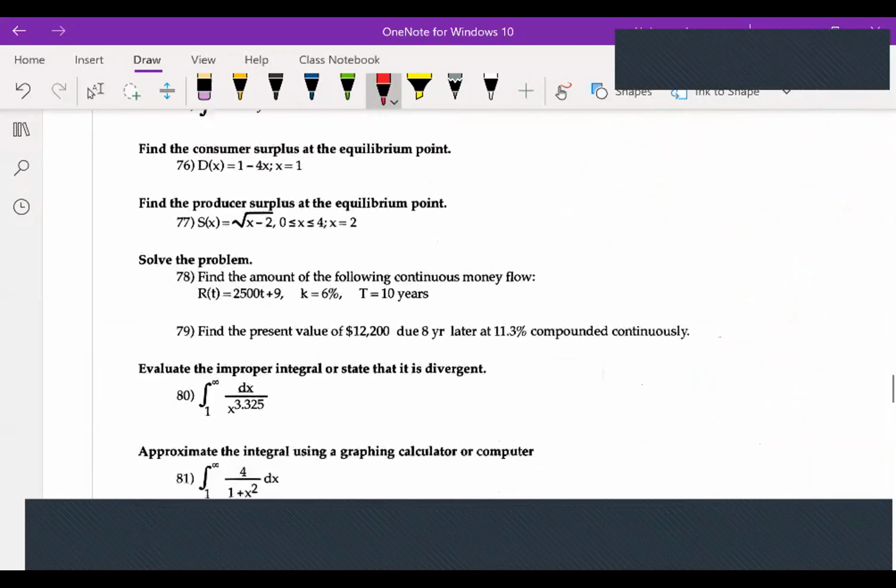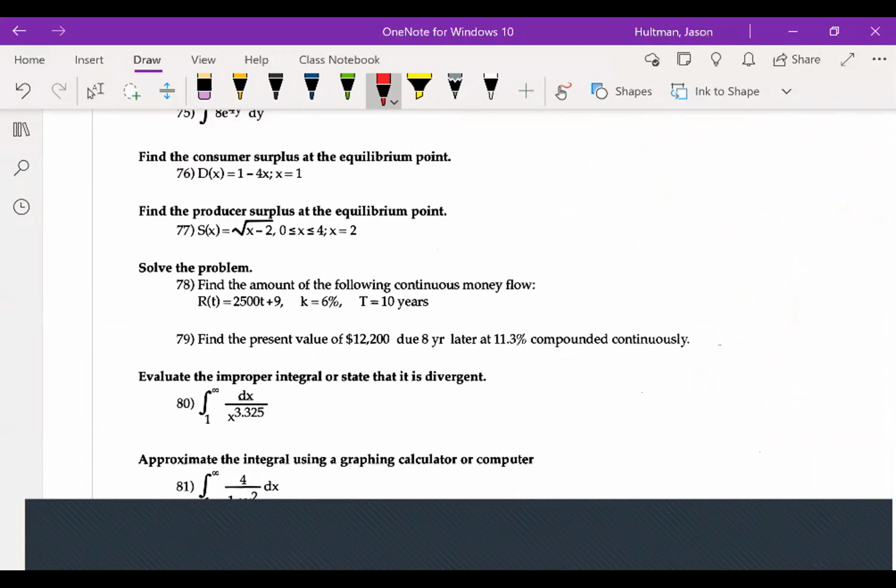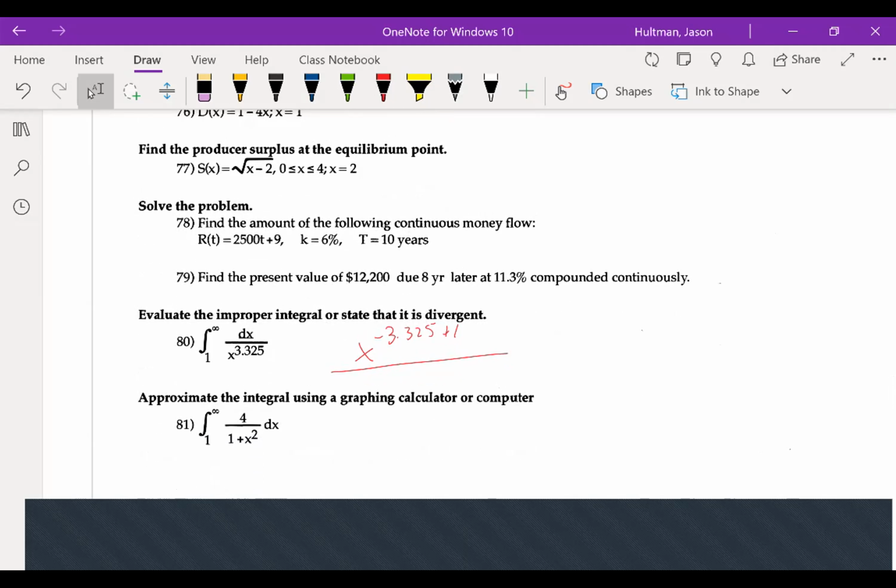Okay, 80. Evaluate the improper integral or state that it is divergent. So how's this going to work? Well, we have x to the negative 3.325 power, right? And we want to integrate that, which means that we want to go up 1 power and then divide by that new power.